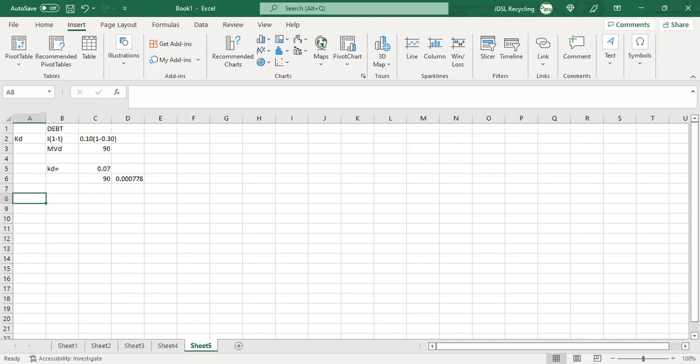Let us move on. Can this be converted to a percentage? Yes, it can be converted to a percentage. If you are converting it to a percentage, this will be equals to the value here multiplied by 100. Is that clear?